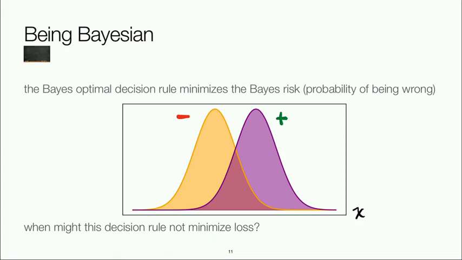I just pick whatever class has the higher probability, and the Bayes optimal decision boundary lies right here, just like you would expect it to. So what I'm going to do is make predictions according to whichever class has the higher probability. If I'm on this side, I'm going to predict minus. If I'm on this side, I'm going to predict plus.